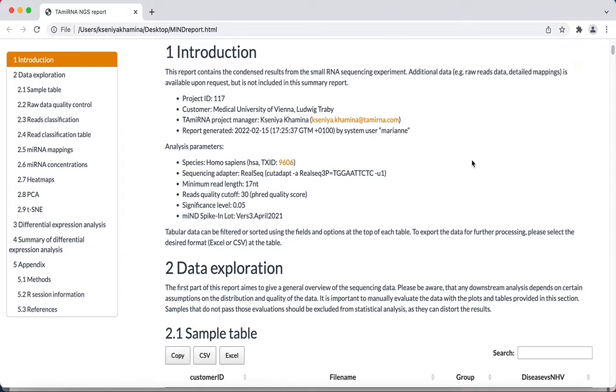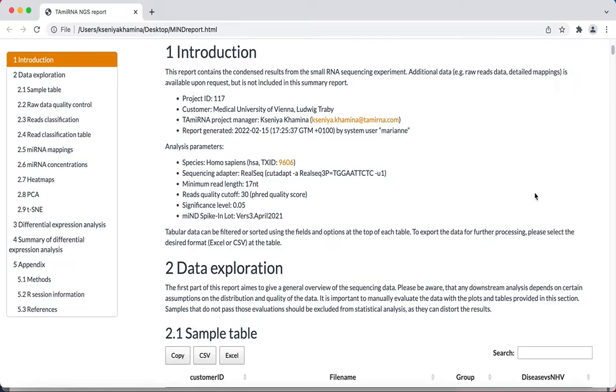The miND report is delivered as an HTML file. On the left side, one can see a panel that introduces us to the structure of the report. First, it contains an introduction. Second, data exploration. Third, differential expression analysis. Fourth, summary of differential expression analysis. And fifth, an appendix, containing methods, R session information, and references. Let's go through the steps one by one.